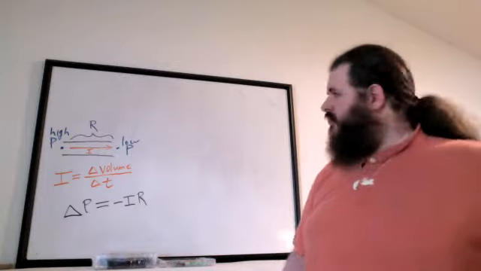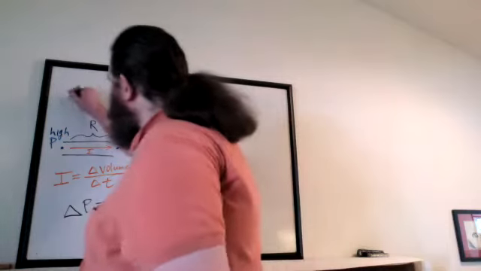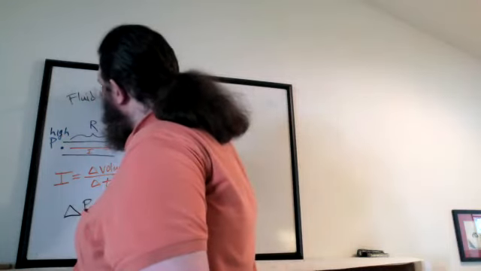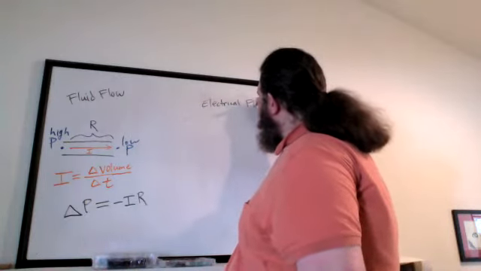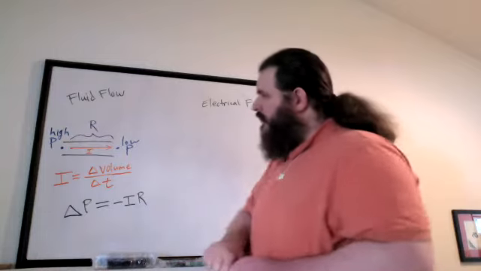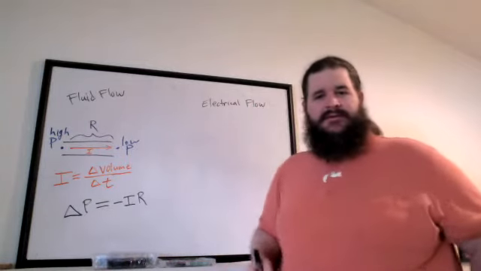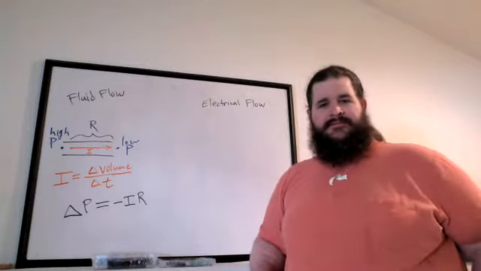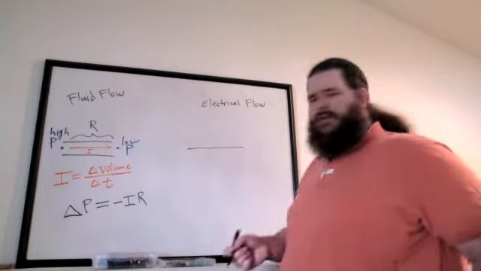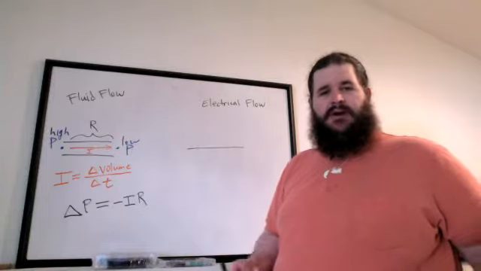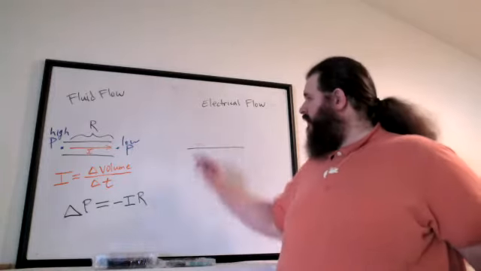So let's transition to talking about electricity. We've got the fluid flow case versus the electrical flow. What's the electrical version of a pipe? A wire? Yeah, so let's say we've got a wire, which we usually just draw as a straight line, regardless of what shape the wire actually is.